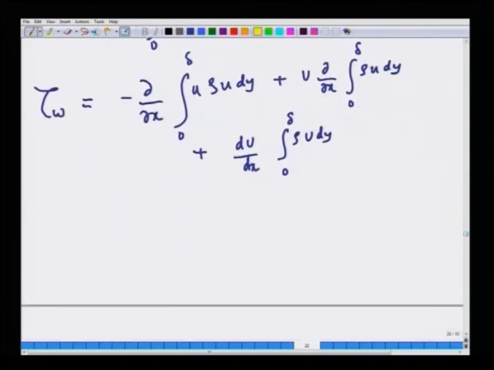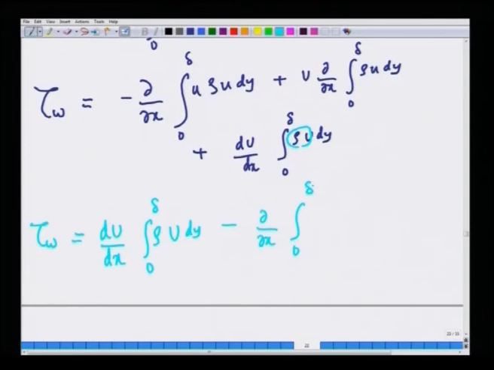Okay. So, the shear stress finally becomes, after doing some simplification, we can pull rho U inside the integral because rho U is independent of y. Okay. That is the reason. So, shear stress becomes dU/dx integral 0 to delta rho capital U dy minus d/dx of the integral 0 to delta of u rho u dy plus U d/dx of the integral 0 to delta of rho u dy.